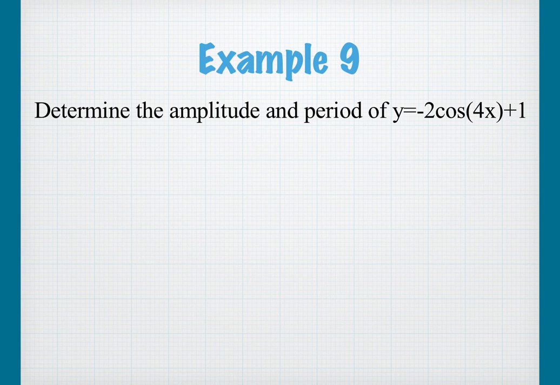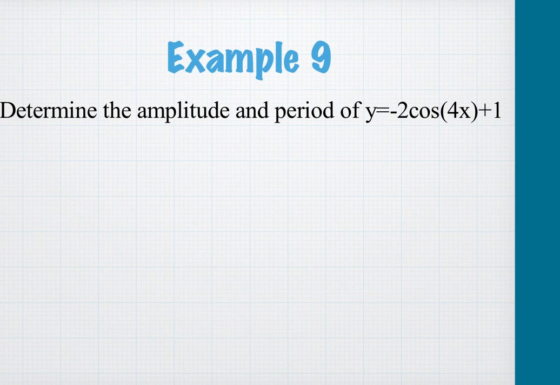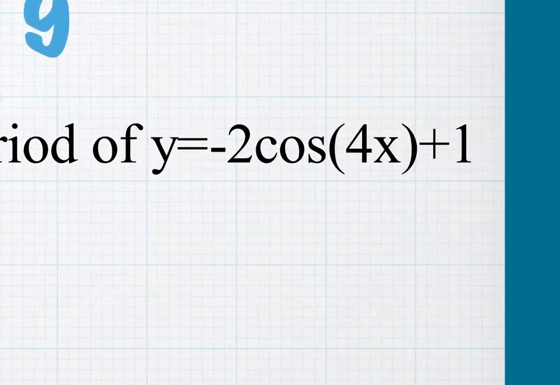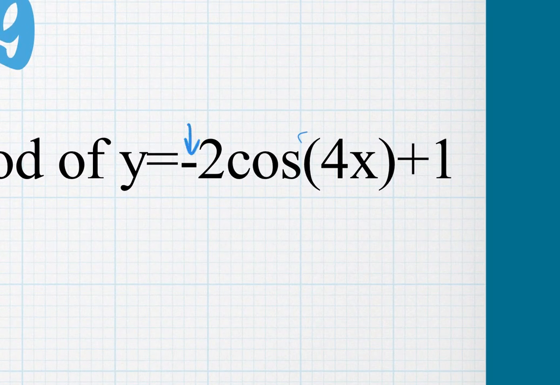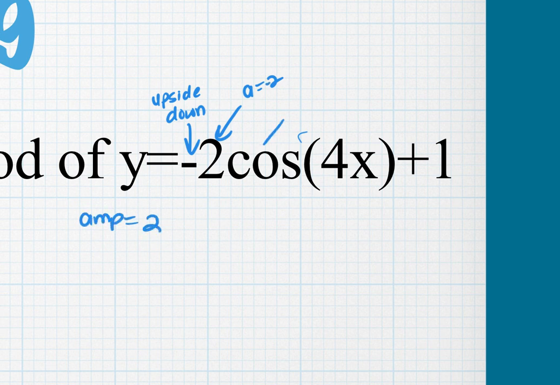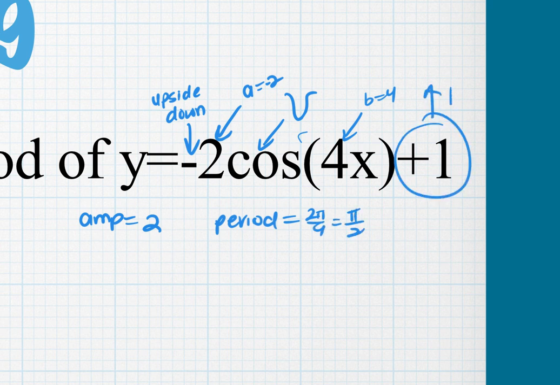All right, let's do one with all the things. This one has a negative on the front, which means what? It's flipped upside down. A is -2, but that means my amplitude is +2. It's cosine, so my curve is that U shape. B is 4, so the period is 2 pi over 4, or pi over 2. And it has a shift up 1.